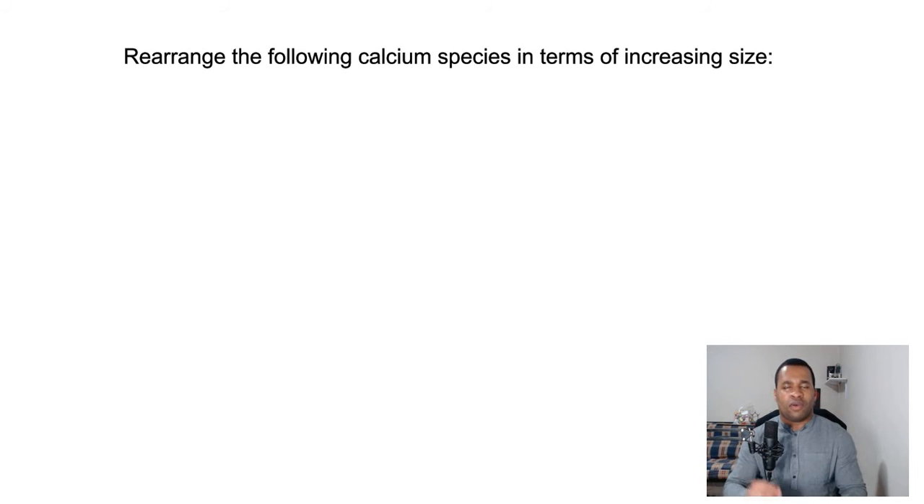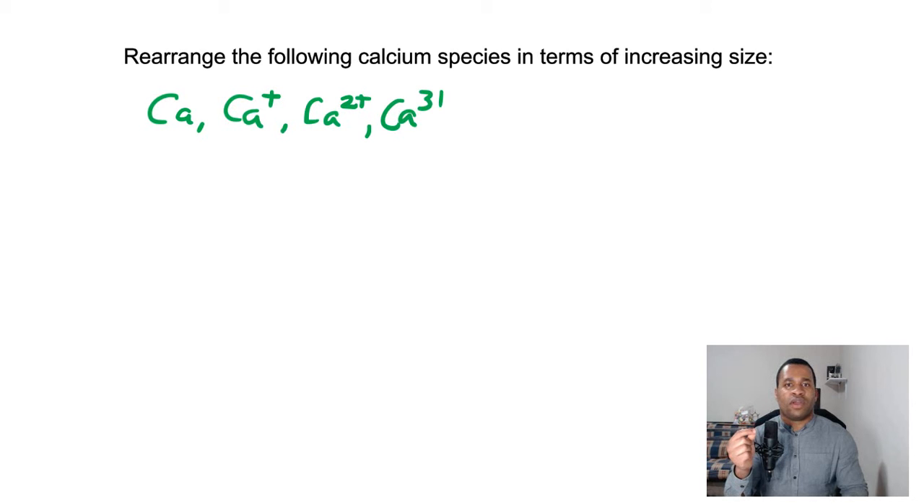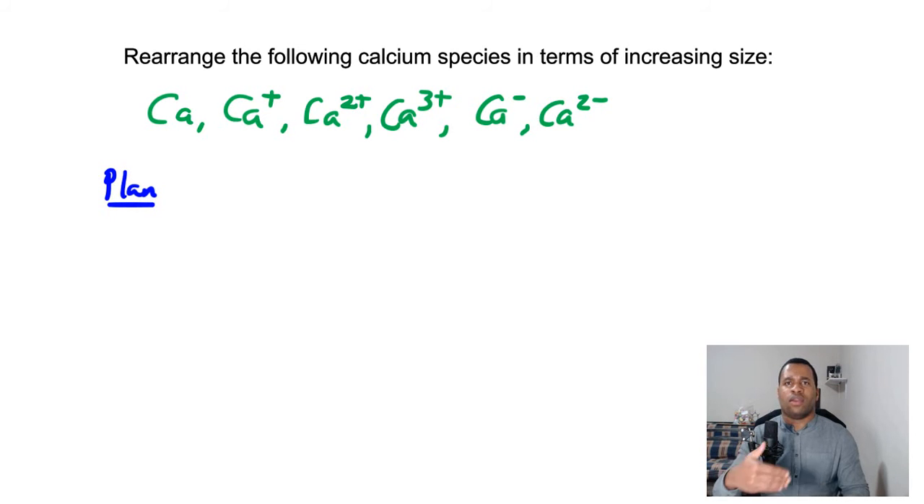So in this part, what if you're given calcium species that are as follows? We have calcium atom, and then we have Ca+ ion, and then Ca2+ ion, and we have Ca3+ ion, and next is Ca-1, and finally we have Ca-2. And the big question here is how we're going to start off with this particular question. First, you want to create a plan. What should I do in order to start off and move on gradually?